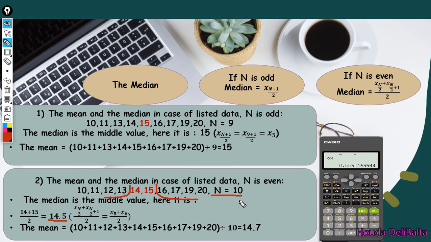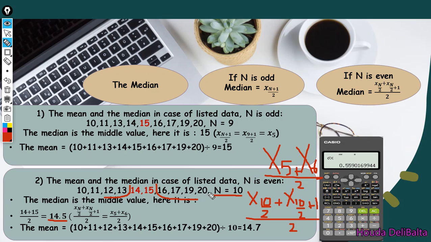Let's apply the rule using numbers. Here n is 10. So I have to take x 10 over 2, plus x 10 over 2 plus 1, and these together divided by 2. That means I have to take x5 plus x 10 over 2 is 5, and 1, the consecutive one, which is x6, over 2. So exactly as we did here.